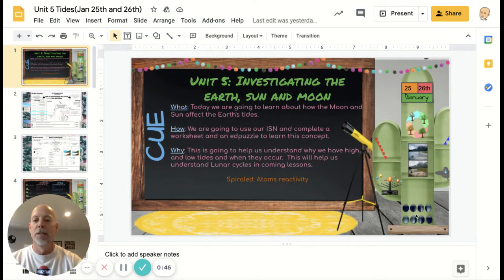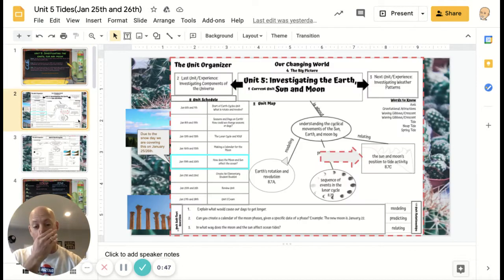All right. So as usual, we're looking at a unit organizer. We are off a bit because of the snow day. So you'll see down here, due to the snow day, we are covering this on the 25th, 26th, instead of on the 19th, 20th, like we had originally planned, but it's no big deal. Like I told my class, this gives us more time to cover material. It also gives us more time for review at the end of the unit before you take your exam. So this is what we're doing today, the Sun and Moon's position to tide activity.